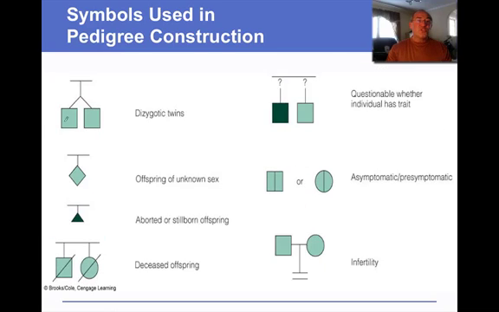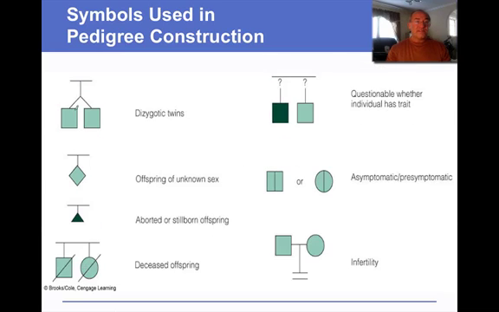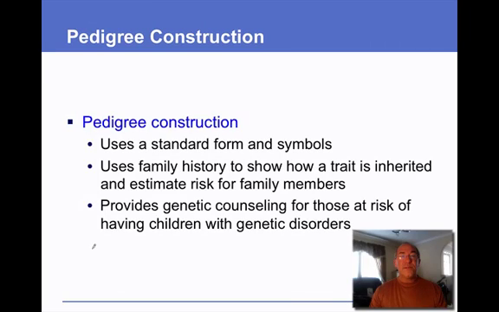Dizygotic twins from two eggs are slightly different. If you see here, we have a line between them, and this is no line between them. So we can use this standard form, we can use these standard symbols to show how a trait is inherited and how family members might be at risk for a particular trait.